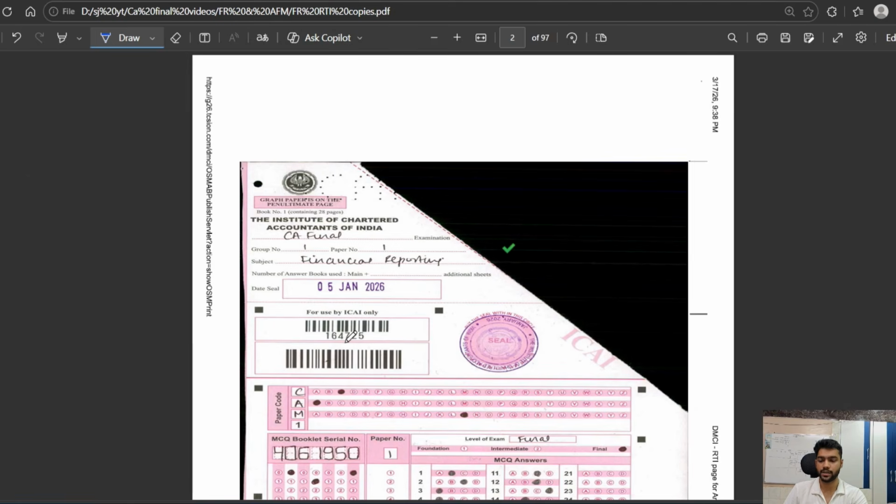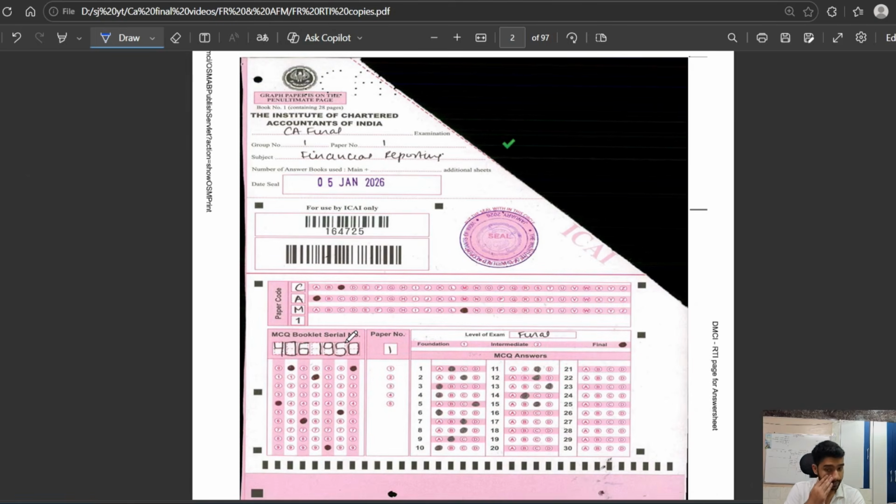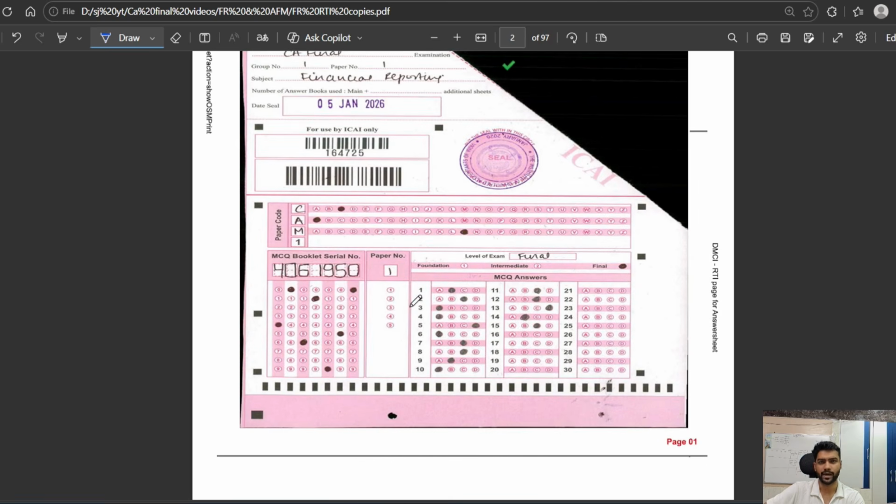So as you can see on the screen, this is my FR paper and the basic details that you should fill. Just write CA Final, Financial Reporting. You might know this, but do not panic. Take 5 minutes of your time because this is your first paper and you will be stressed out and want to perfect everything, but just do not make any mistake in this part.